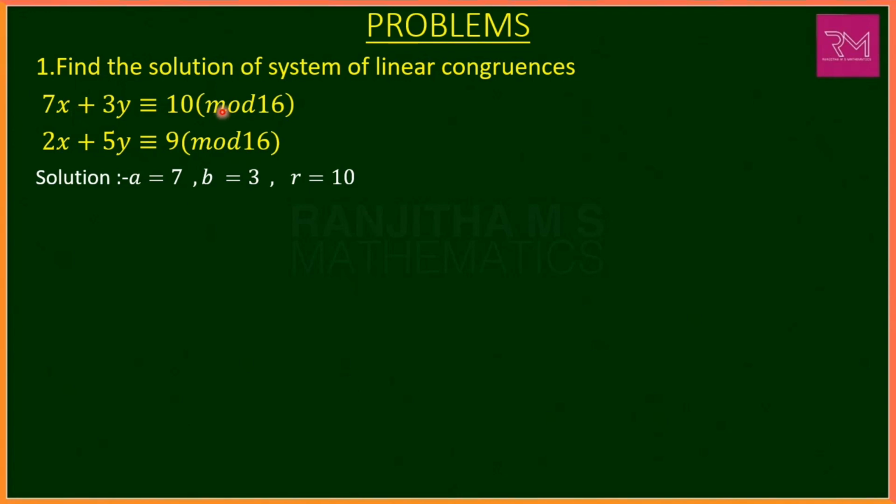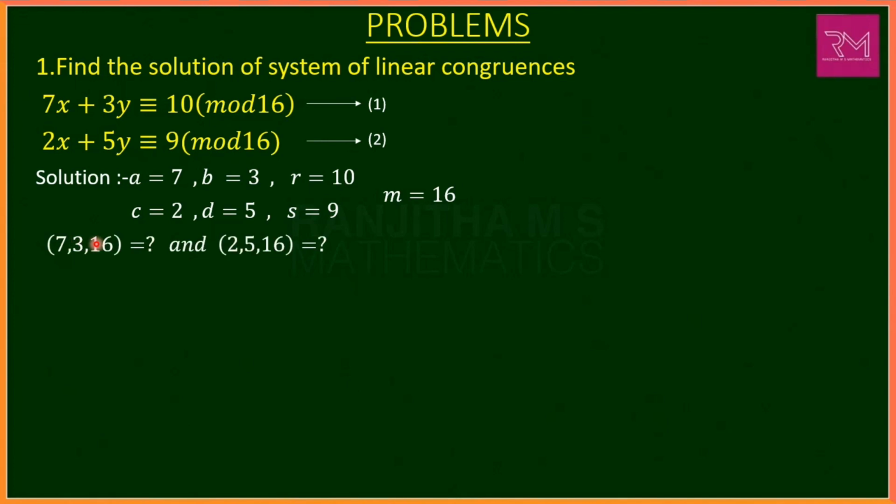From the first congruence, the a value is 7, b is 3 and the r value is 10. Similarly, from the second congruence, the c value is 2, d value is 5 and s value is 9. Also, the modulus gives an m value of 16. This is a very important step. First, you have to take the a, b, r values, c, d, s values and also the m value from the given problem. Next step, you have to take the two given equations and call the first congruence equation 1 and the second congruence equation 2.